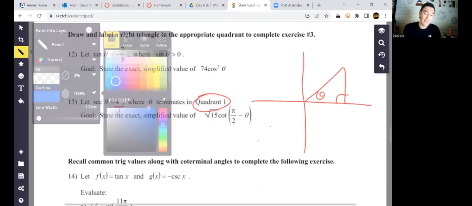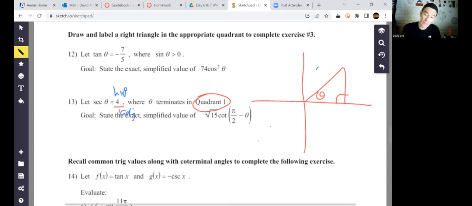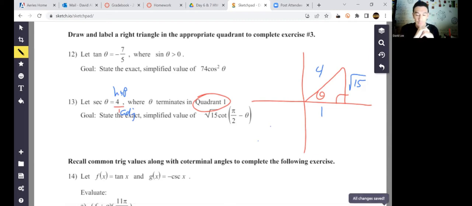And then what is secant? Secant is the reciprocal, so instead of SOHCAHTOA adjacent over hypotenuse, that'd be hypotenuse over adjacent. So we know this is the hypotenuse, and this is the adjacent. So in my picture, my hypotenuse is 4, my adjacent is 1, and Pythagorean theorem would tell you the square root of 15.